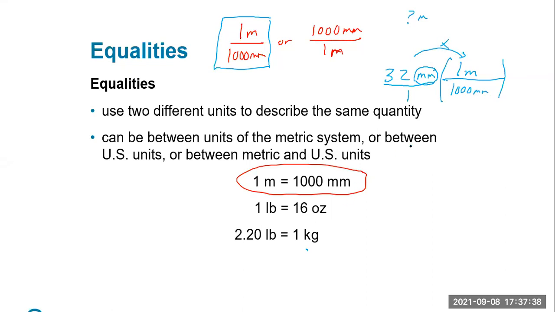We're then going to come through and divide by everything on the bottom. So on the bottom here, we're going to divide by 1, and then we're going to divide by 1,000. So we just divide by 1,000, and we will end up with 0.032 millimeters.